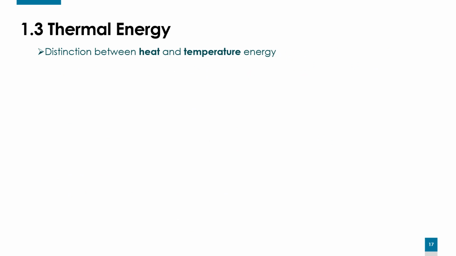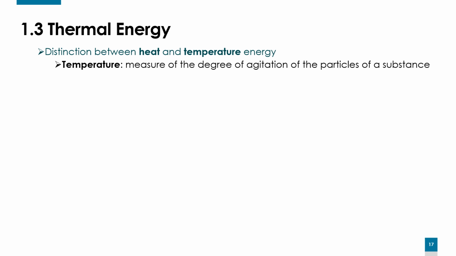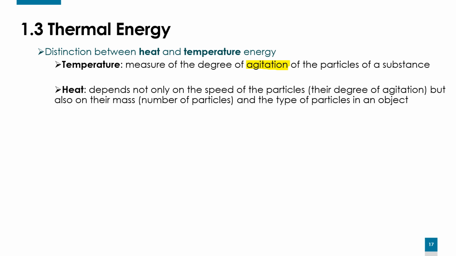How do you distinguish now heat and temperature? Temperature is the measurement of the degree of agitation of the particles. So it just relates to how much the particles are excited. And heat doesn't depend only on the speed of the particles, their degree of agitation, but also their mass and the type of particles. Okay, so it depends on the speed, mass, and type of particles.